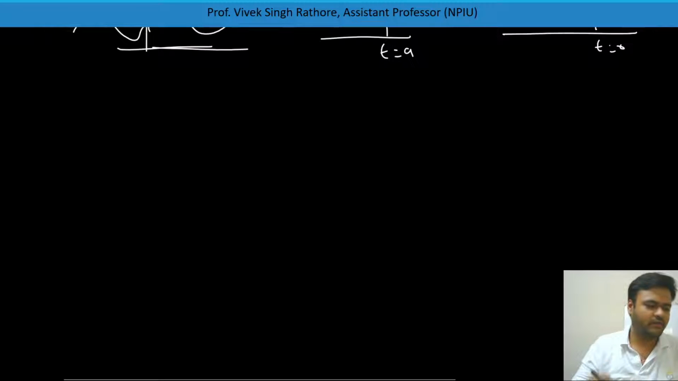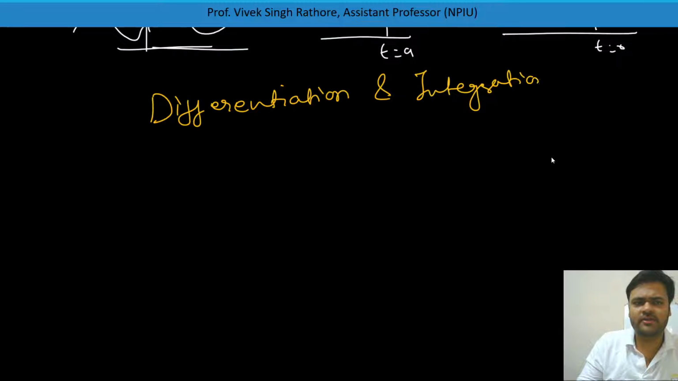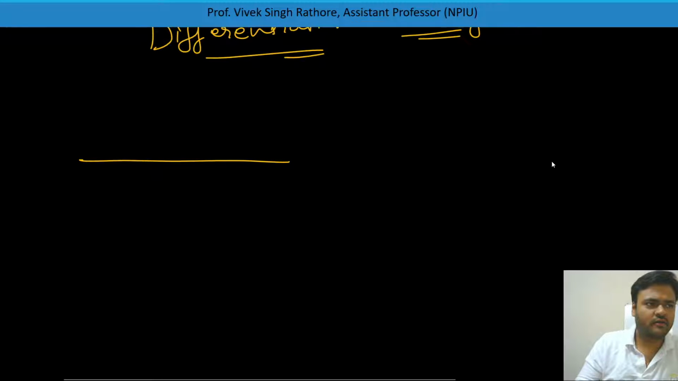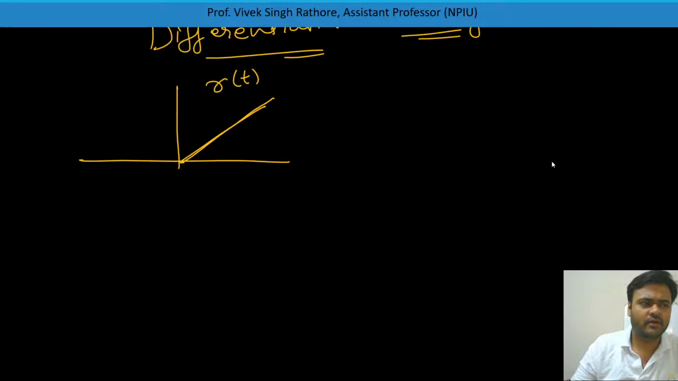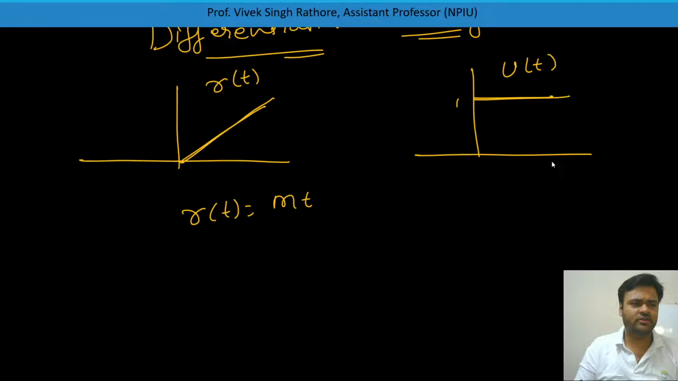Now the last property we need to see is differentiation and integration of signals. If you see our elementary signals, what happens to them under differentiation and integration? There is a close relation between each one. If you see the ramp signal, this is our ramp signal, r(t). And this is our unit step signal, u(t). r(t) will be equal to m of t, or mt plus c, where c is some constant.